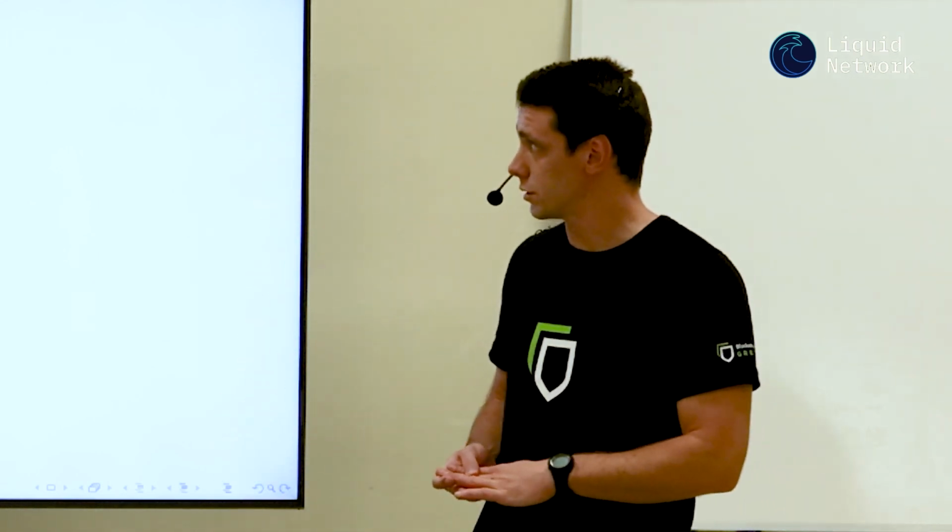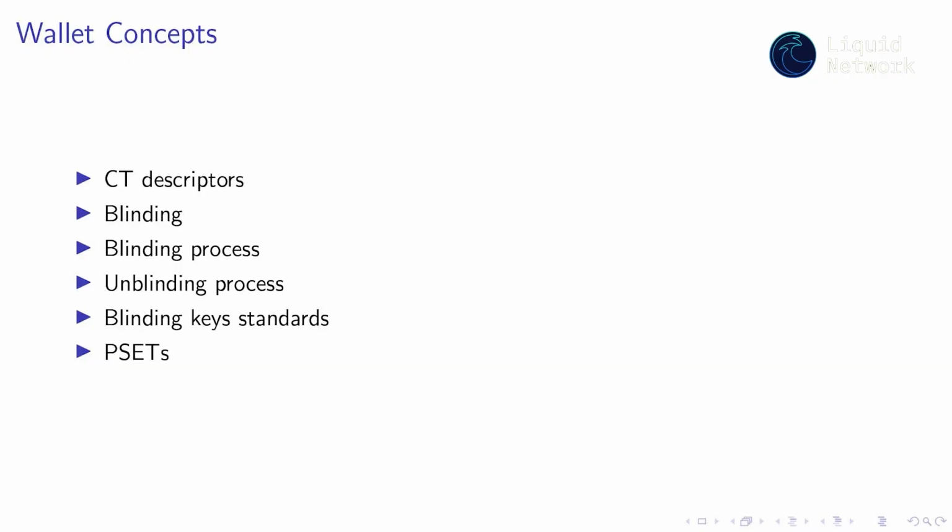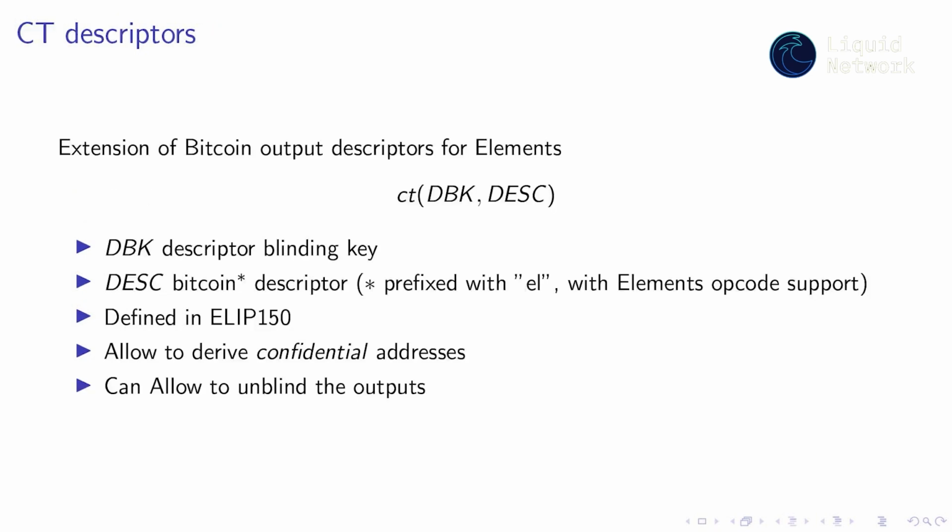So for what concerns the wallet concept, we start with the confidential transaction descriptors. Then we'll understand how the blinding works, on both sides. So the first side, how do you blind a transaction? And then on the other side, the receiver side, how do you unblind the transaction? Then we will see the different blinding standards that are currently available, and we'll have a view of what are partially signed Elements transactions and the PSET.